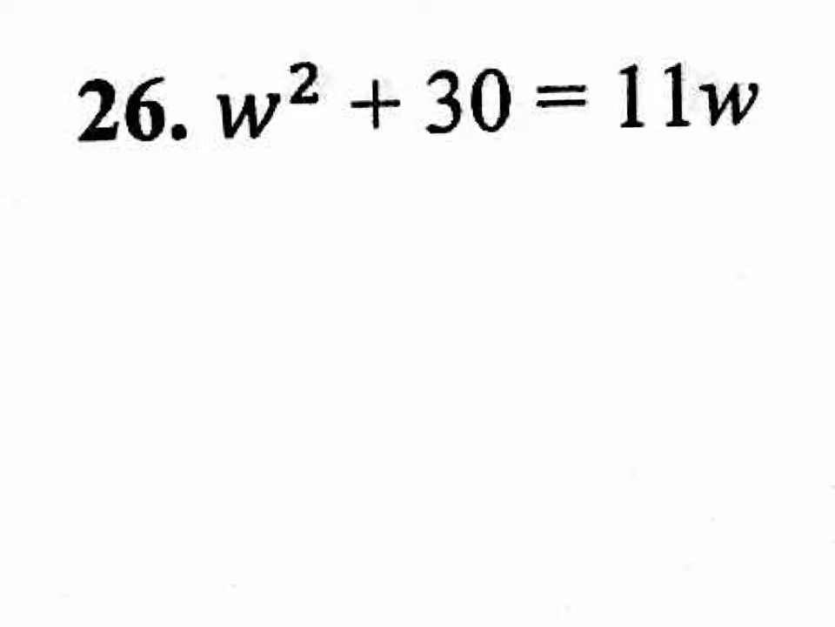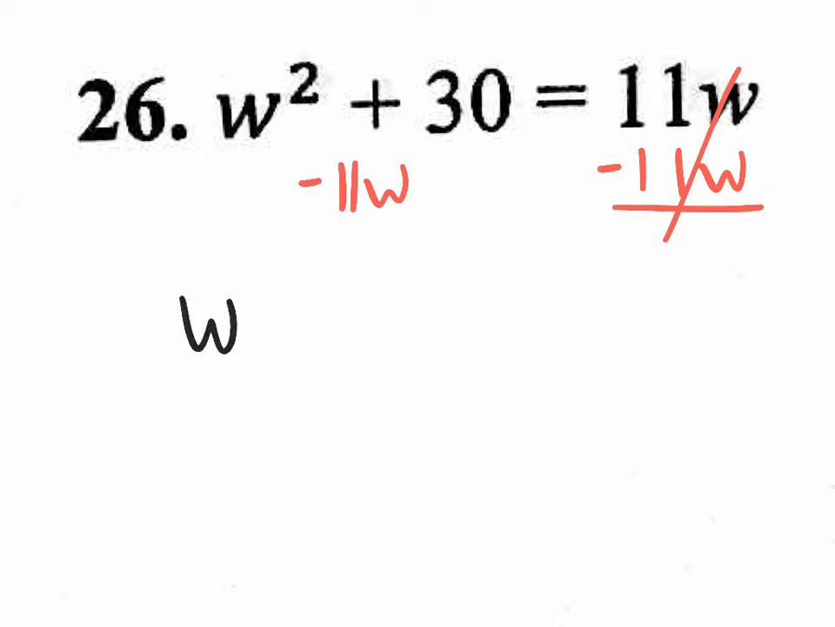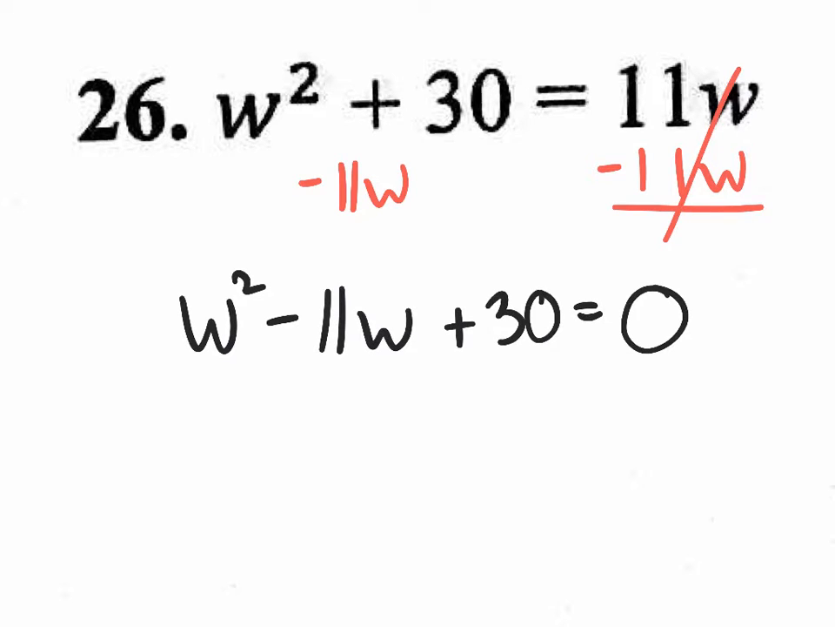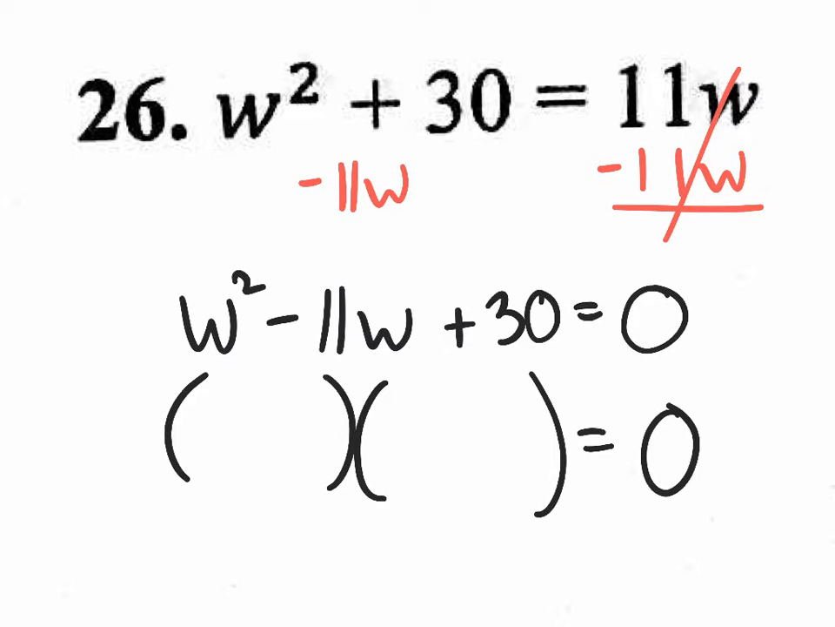How do I get rid of an 11w? Subtract 11w. Of course, you're going to subtract 11w over here, but you can't really subtract it from anything, so you're going to have to rewrite it as a quadratic trinomial, which is what we want. W squared minus 11w plus 30 equals 0. And now that we have a quadratic trinomial that's equal to 0, now we could think about factoring and then splitting and solving.